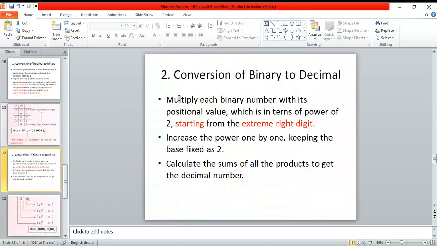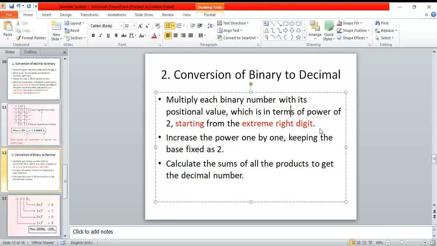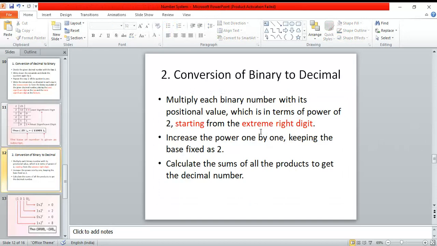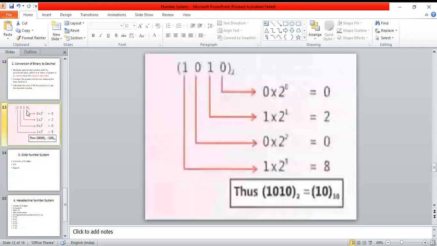Now let's move on to conversion of binary to decimal. Multiply each binary digit with its positional value, which is in terms of power of 2, starting from the extreme right digit. Increase the power by 1 each time, keeping the base fixed as 2. And then calculate the sum of all the products to get the decimal number.